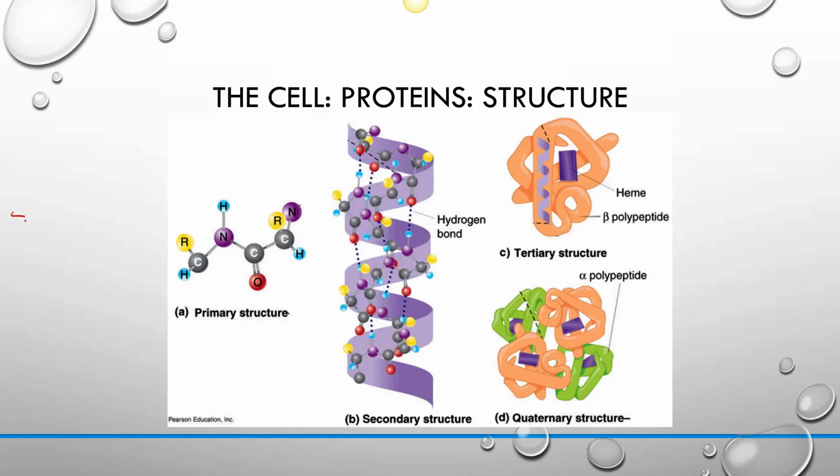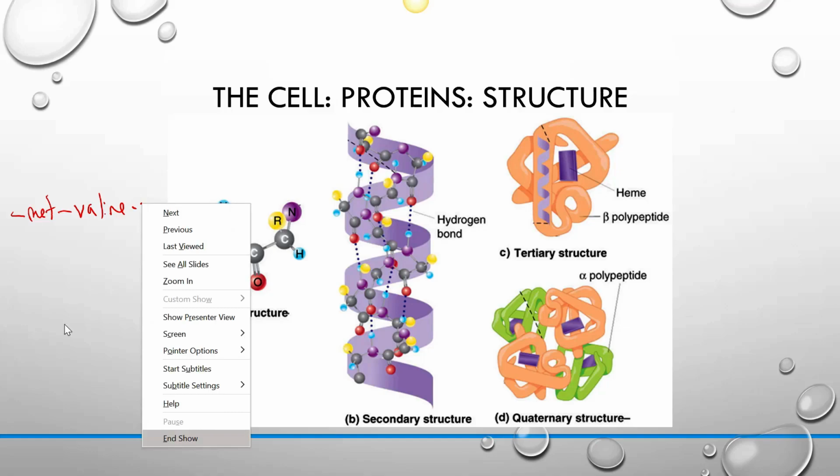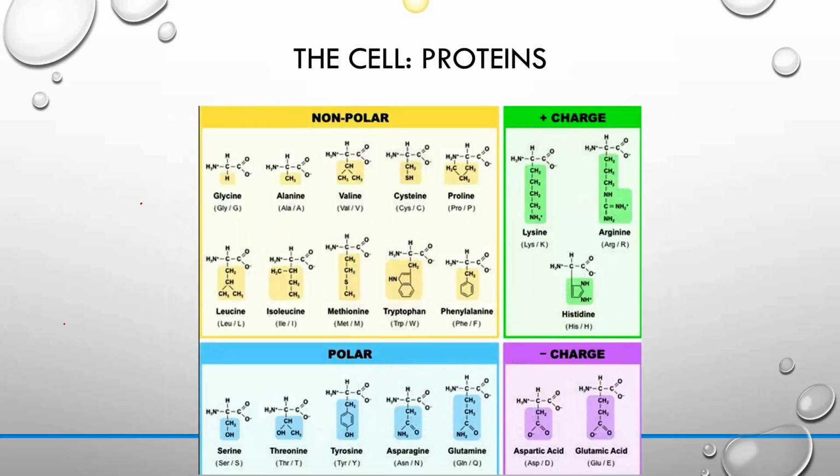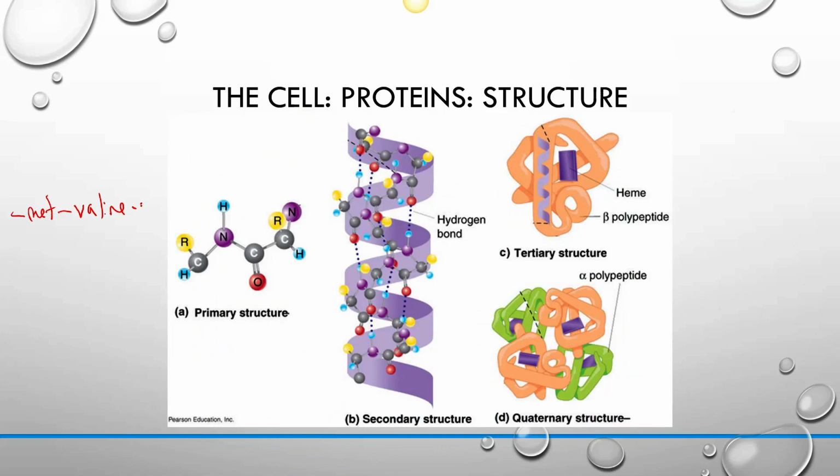So we have methionine, valine, let's see, what else can we put in here? I'm trying to find one with a small enough chain that I can draw. We'll try glycine. So that's your sequence of amino acids. It's just a chain that shows the amino acids in a particular order.